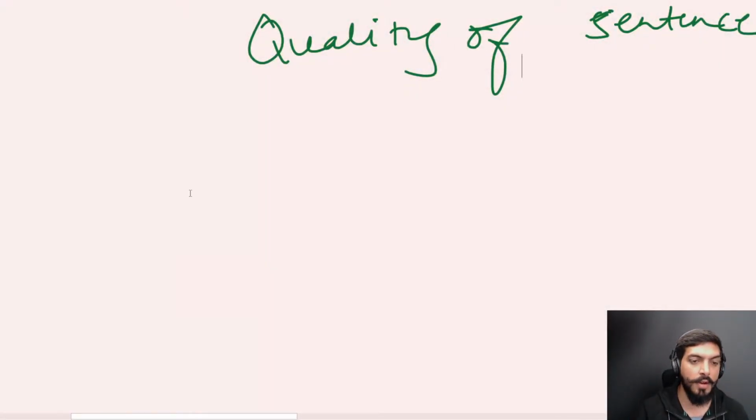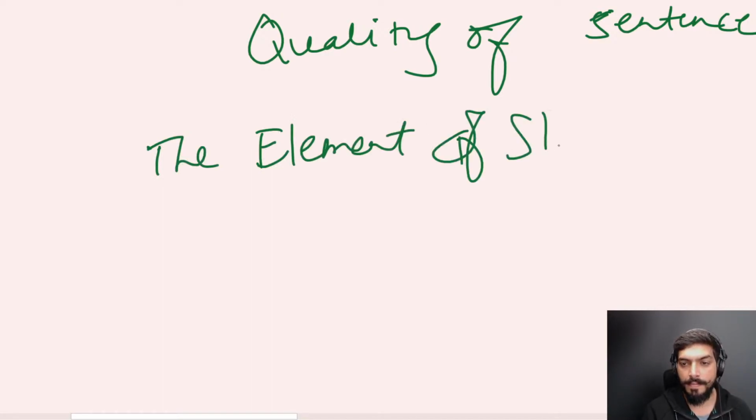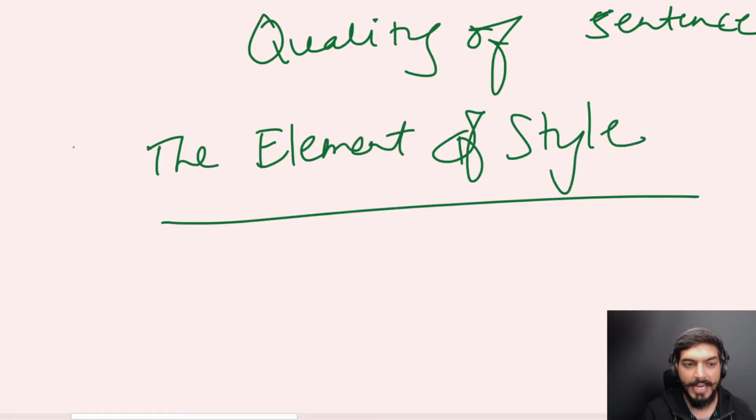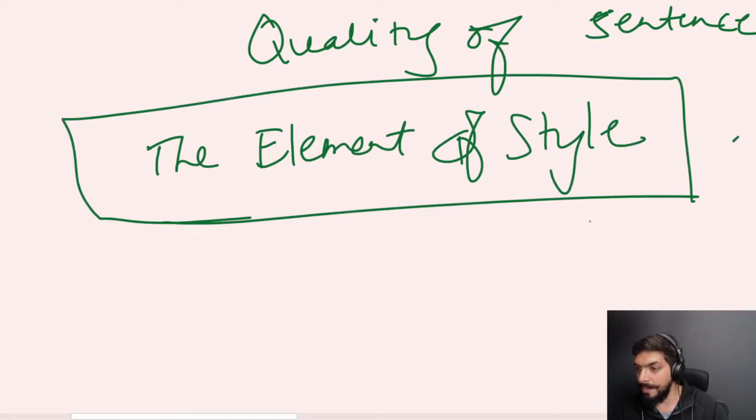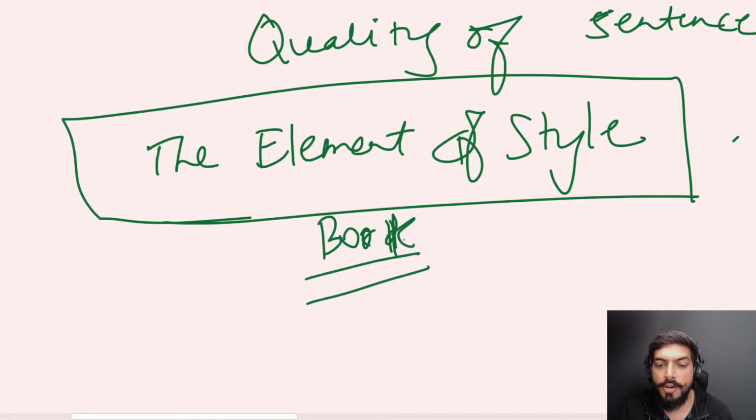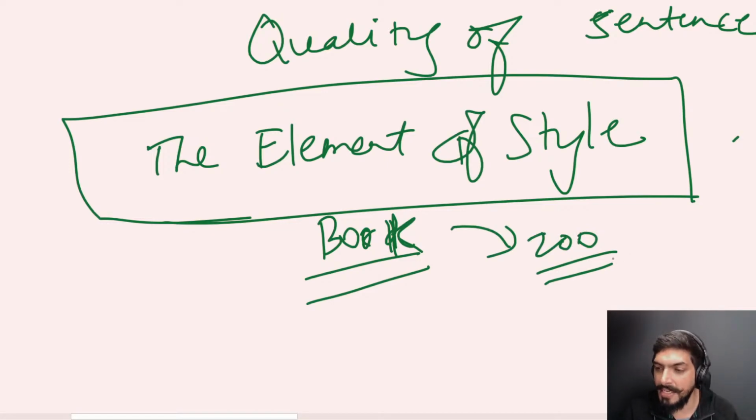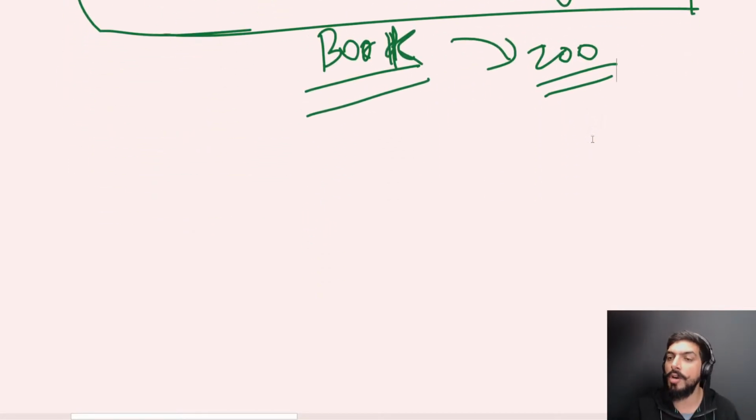This book is called The Elements of Style. This book has everything you need to enhance your sentences. This book has the best content in order to enhance your writing style. The problem is this book is more than 200 pages now. It was written long ago. The revised version has a lot of pages. So what I did is, in order to make sure that everyone can read this book, I converted that book into 13 pages.